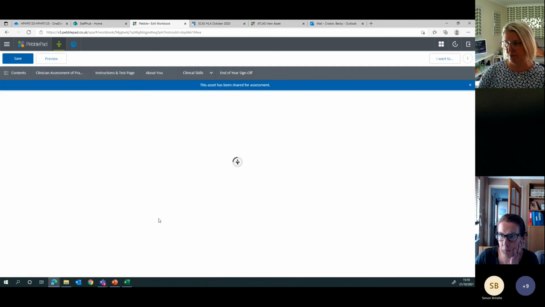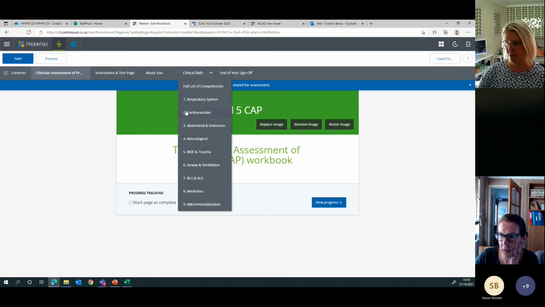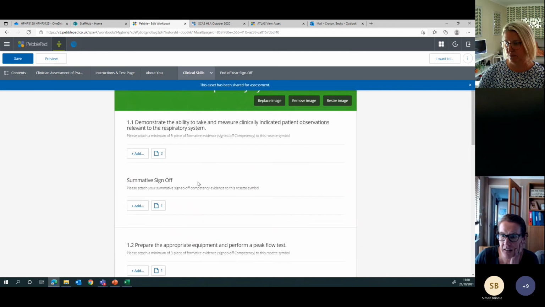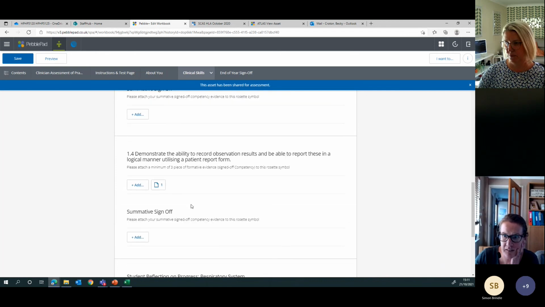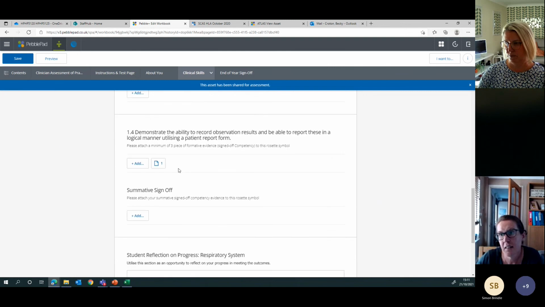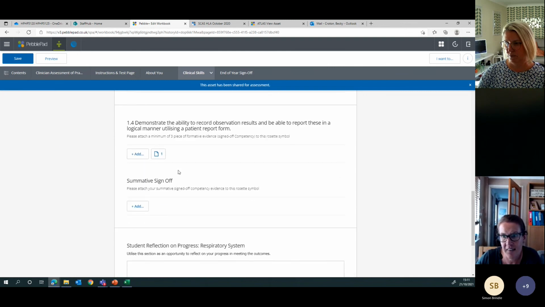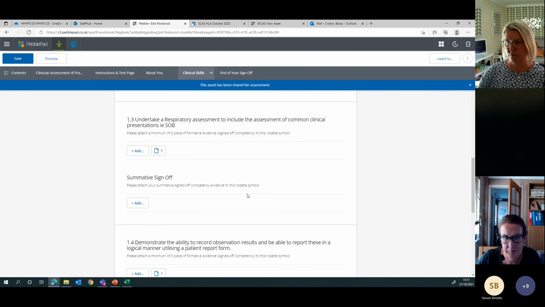And when you go back into the CAP workbook, under that respiratory tab, you see that one piece of evidence has been uploaded against all the different competencies. So they don't need to go into each individual one and upload it. They just click on the asset, and then that gets clicked over. Okay, so that's a way of multiple mapping. That's one of the new elements that they've added into PebblePad.